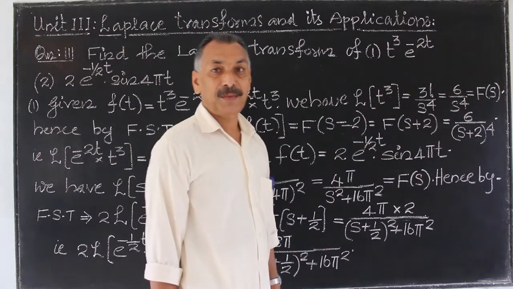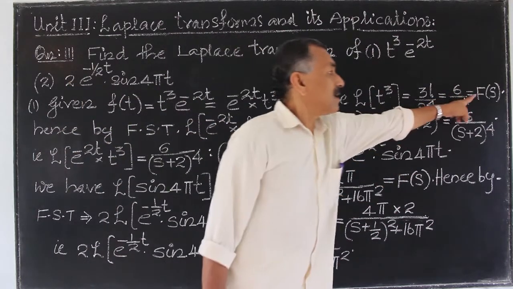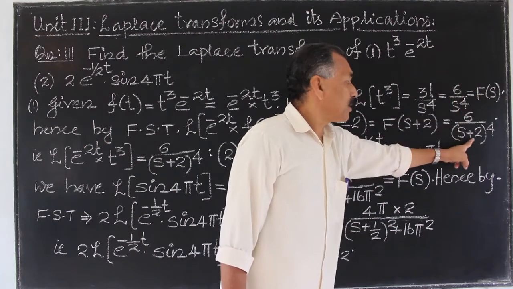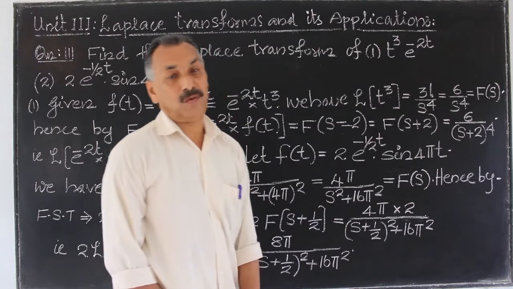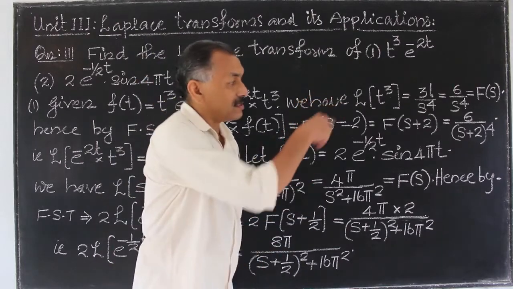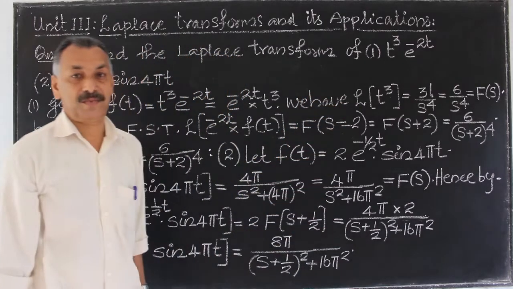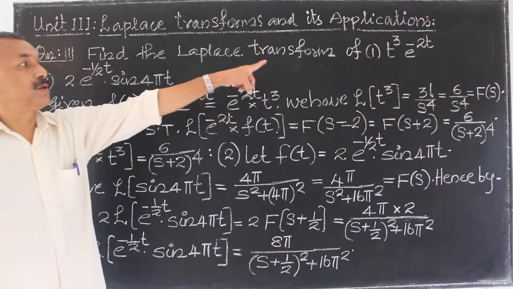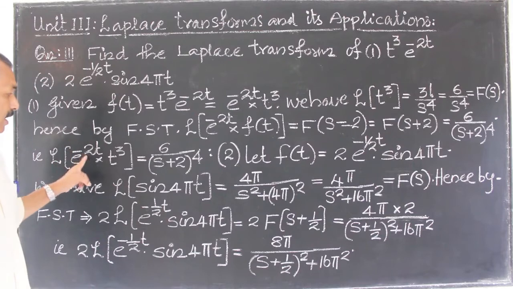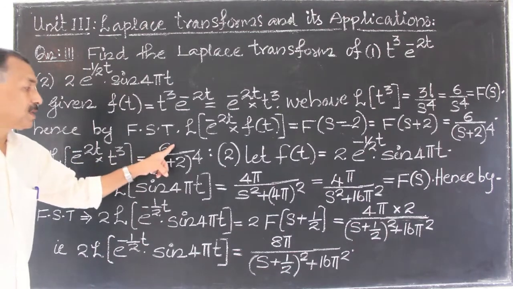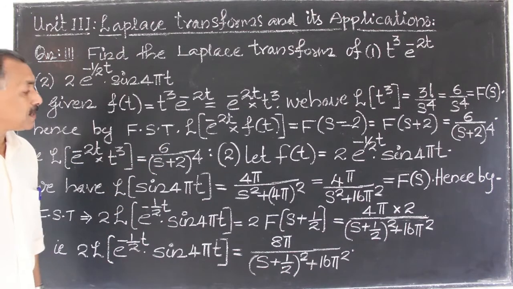F of s is 6 divided by s raised to 4, so F of s plus 2 is 6 divided by s plus 2 raised to 4. That is e raised to minus 2t into t cube. Or Laplace transform of e raised to minus 2t into t cube is equal to 6 divided by s plus 2 raised to 4.